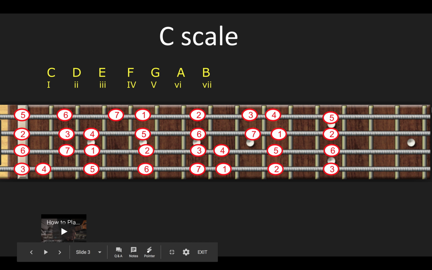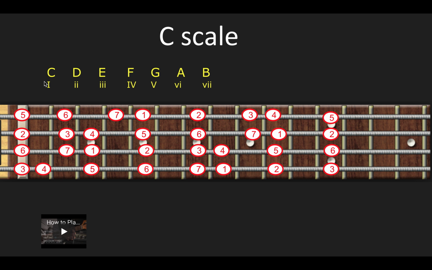Okay, welcome guys to bass video 2. So this is the C scale. I don't actually have my bass with me, so I'll keep this all theory. When you have your major scales, you have 7 notes: 1, 2, 3, 4, 5, 6, 7. The notes that are represented by capital letters are majors, and the ones that are represented in lowercase are minors.